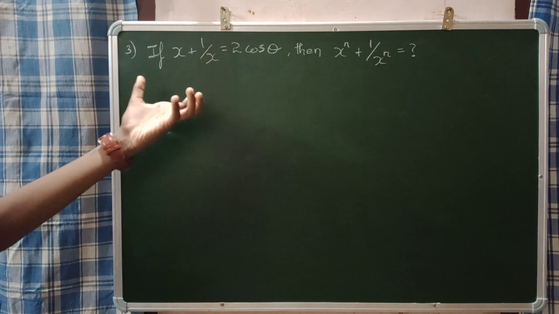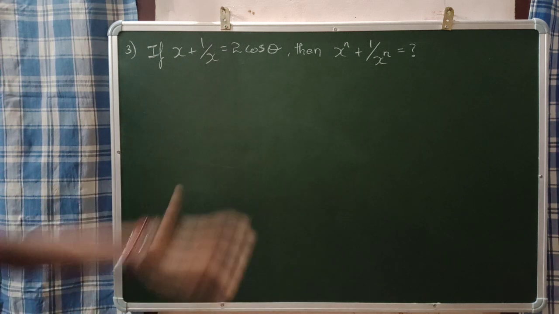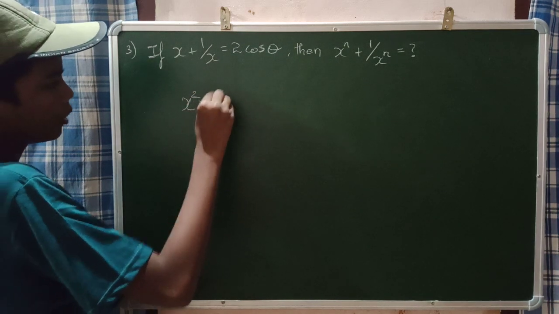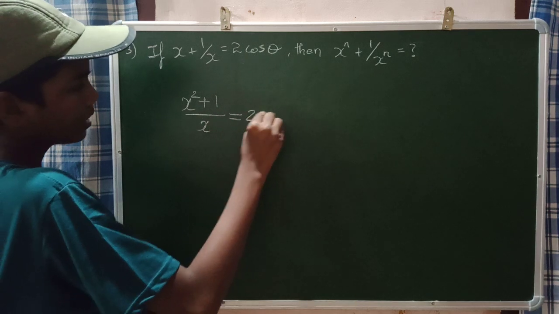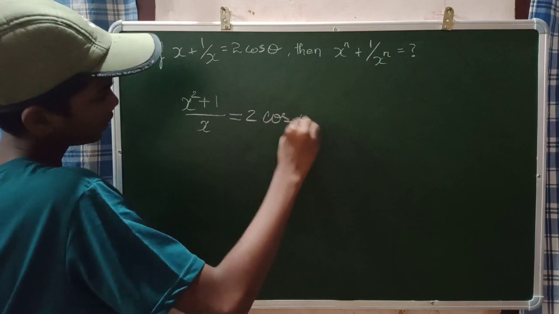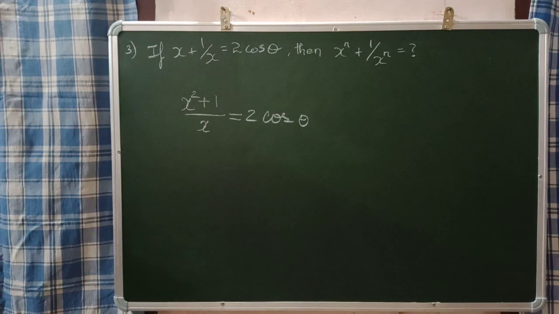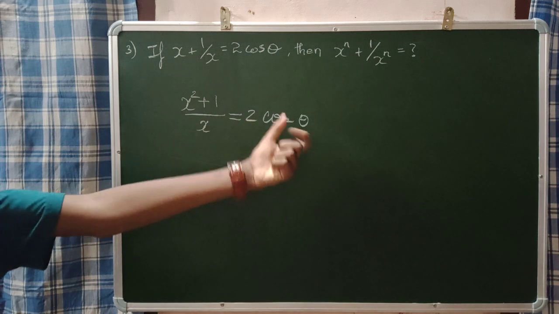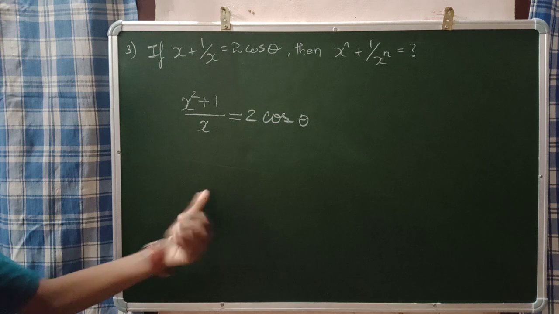So we are having x plus 1 by x is equal to 2 cos theta, right? So I can write it as x square plus 1 divided by x is equal to 2 cos theta, just by taking LCM in the LHS. These are all the basic things now. Just I am solving this LHS using your LCM method.